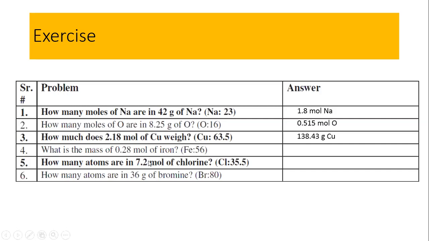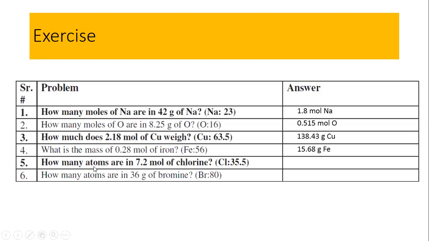So the fourth example is what is the mass of 0.28 mole of iron. This is just a change in language, but it is the same. The number of moles are given, and you have to calculate the mass. And simply, how can you calculate? You just multiply the moles with the 56 AMU, and this will give you the value of 15.68 gram of iron.